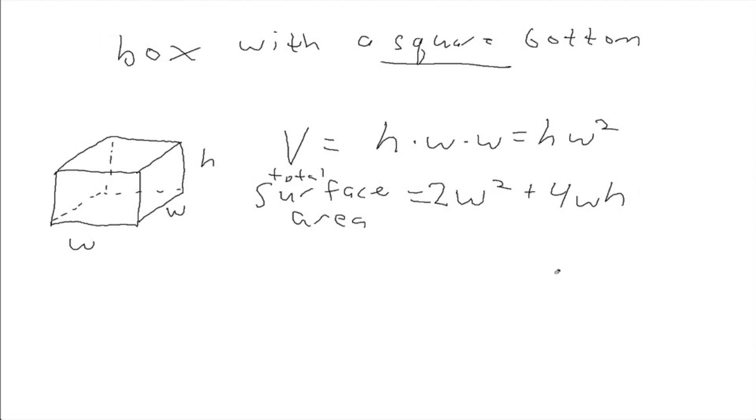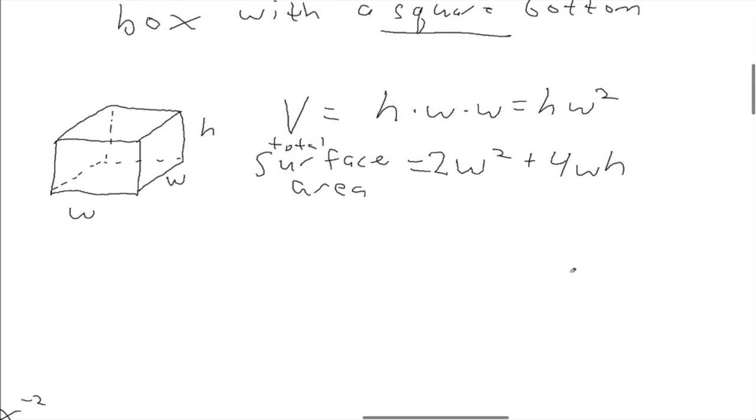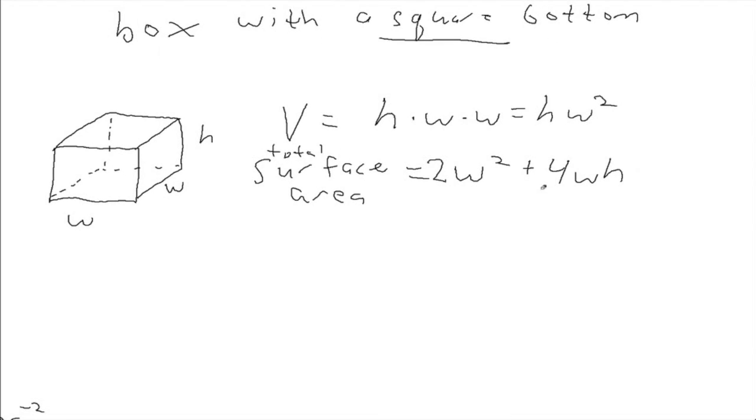2w squared plus 4wh. Excellent. Okay, that was a very good process. That's good the way that you thought through each of the steps there. You saw that there's the top and the bottom, 2w squared, and then the four sides around the edge. Excellent.